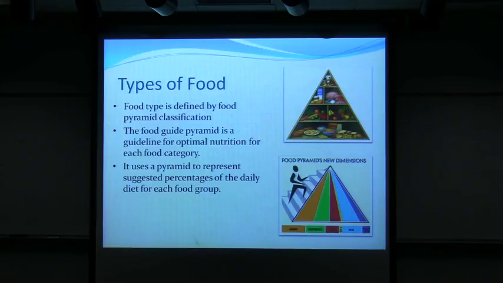It is also known as a food guide pyramid, and is a guideline for optimal nutrition for each food category. It uses a pyramid to represent suggested percentages of the daily diet for each food group. So it basically tells you how much you should eat per day.